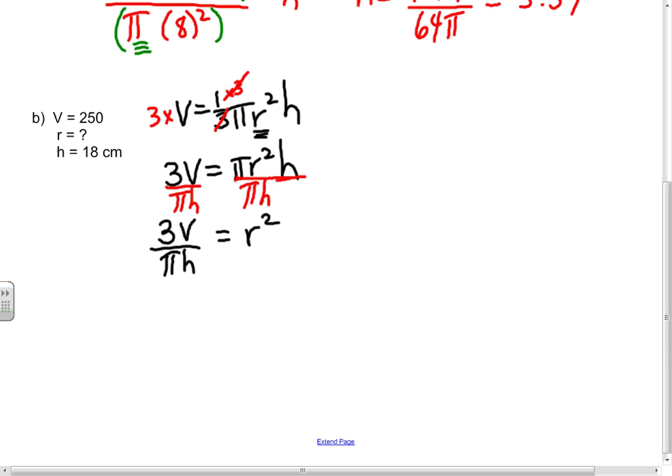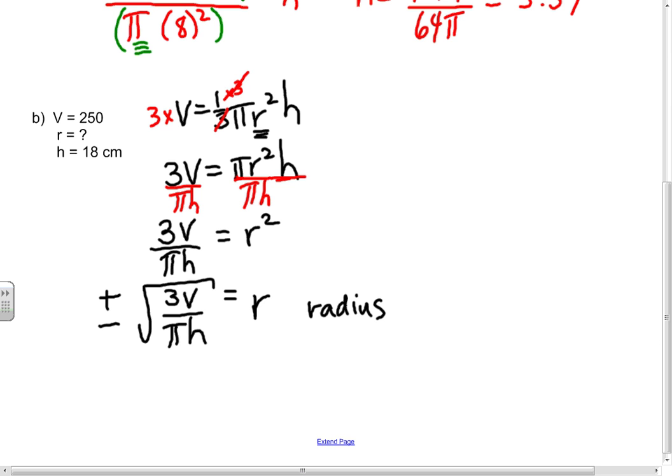To solve for r when I know r squared, I would impose a square root, 3v over pi h. Normally, when we impose a square root, we need to consider the positive answer or the negative answer. But I am talking about radius. Does it make sense to have a negative radius? No, it does not. So we are allowed to discount the negative because we know that it is radius, and it would only make sense to have a positive answer.